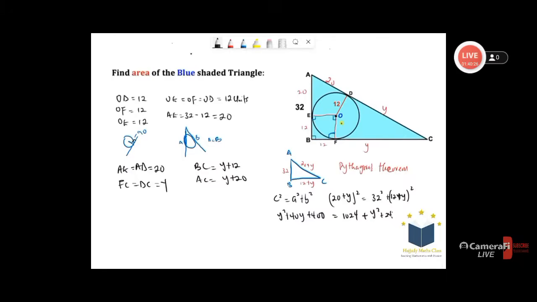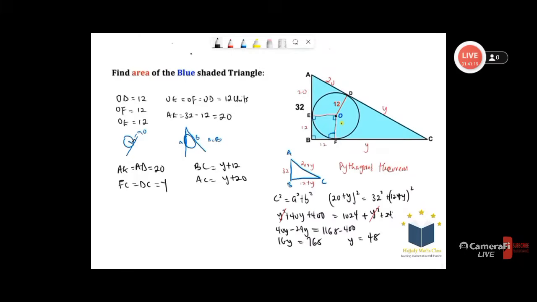So using the basic mathematics, y squared is going to cancel out y squared. Then I can have 40y minus 24y equals 1024 plus 144, which gives me 1168, minus 400. So with this, I'm going to have 16y equals 768. And finally, y is going to be 48. So I've gotten the value for my y to be 48.